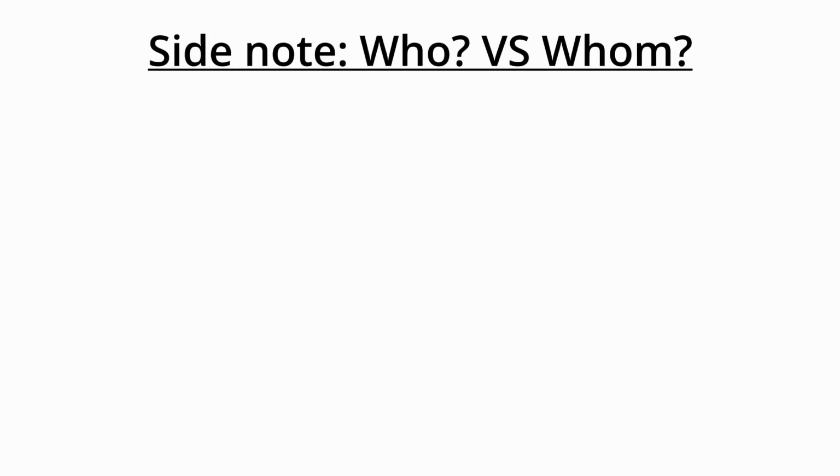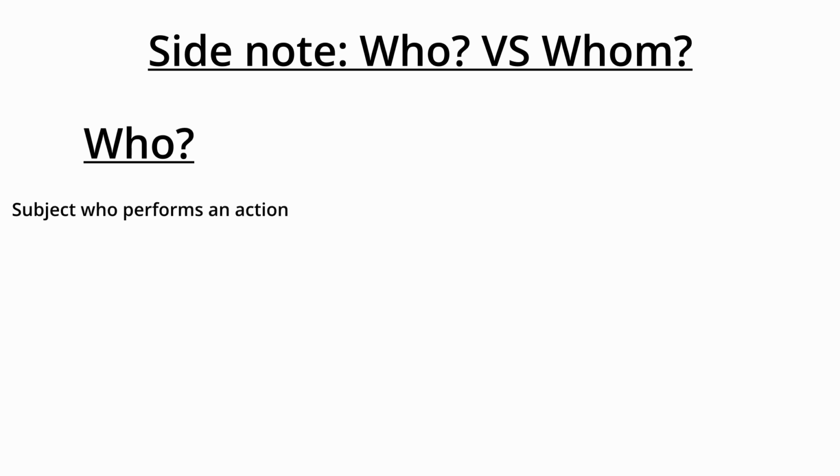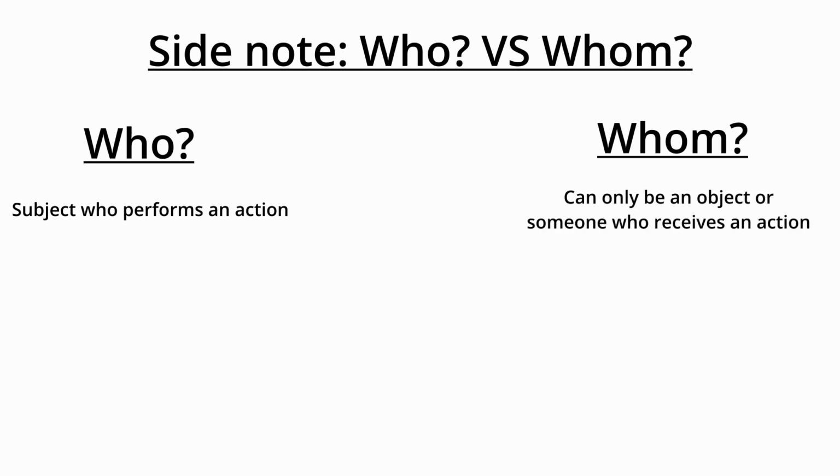As a side note, there's a chance that you don't know the difference between who and whom, especially if English is not your native language, like it's the case with me, for example. So let's clarify it, shall we? When we use who, it can only be applied to the subject who performs an action, while whom can only be an object, or someone who receives an action. That's why we can't use the question who to identify a direct object of the sentence. You have to ask whom with the M.